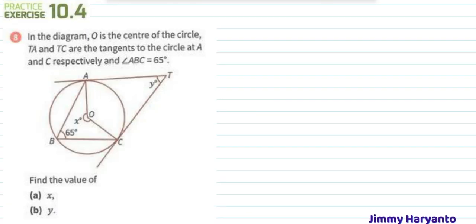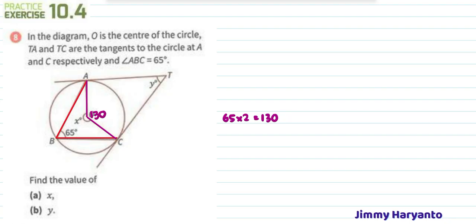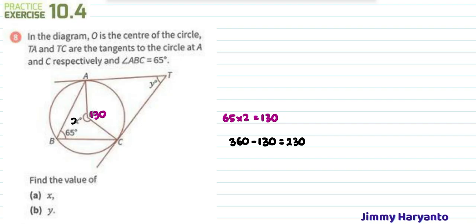Next is question 8. For question 8 we have this circumference angle which is 65, and then we have this center angle. We can find the center angle by multiplying 65 by 2. 65 times 2 equals 130. So this one is 130. And to find the x, you only have to use one rotation. One rotation is 360. You minus 130, so you have 230 as the result. So x equals 230.